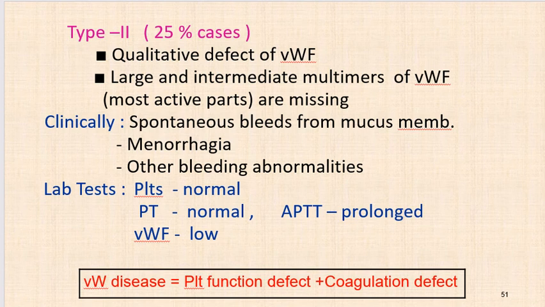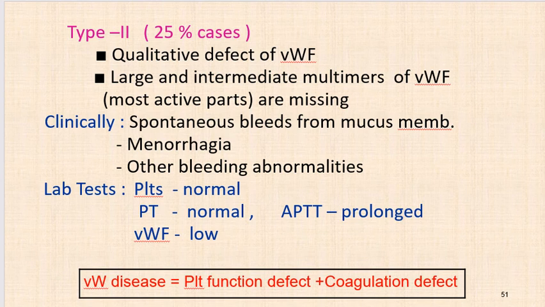While type 2 disease, which forms about 25% of the cases, there is qualitative defect of von Willebrand factor. Large and intermediate multimers of von Willebrand factor are missing, and these are the multimers which are the most active parts of the von Willebrand factor. Clinically, there occur spontaneous bleeds from mucous membranes. There may be menorrhagia or other bleeding abnormalities.